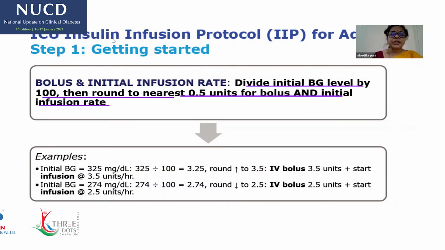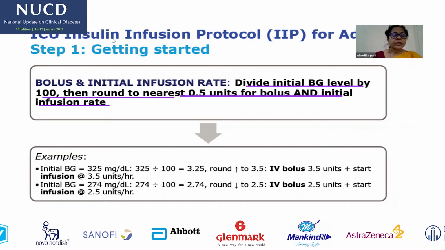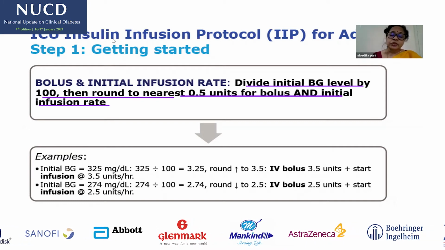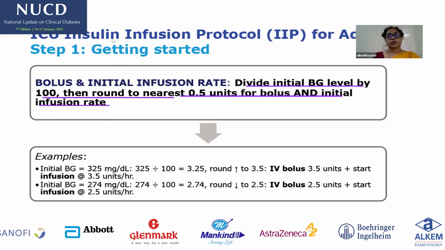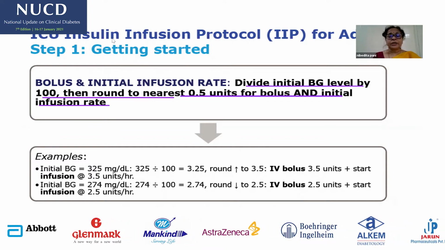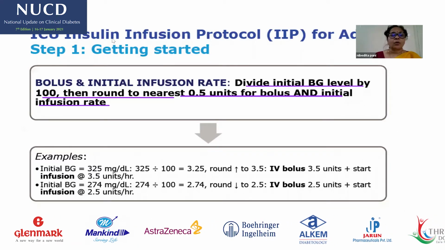For the bolus and initial infusion rate, divide the initial blood glucose level by 100, then round to the nearest 0.5 unit for the bolus and initial infusion rate. So suppose the blood glucose is 325, divided by 100 is 3.25, so it rounds to 3.5. So the IV bolus is 3.5 units, plus start the infusion at the rate of 3.5 units per hour.